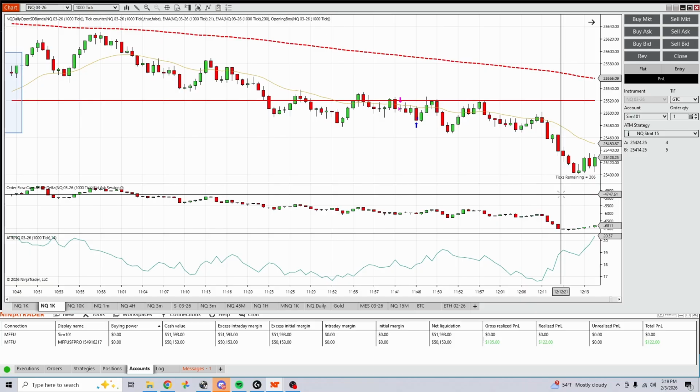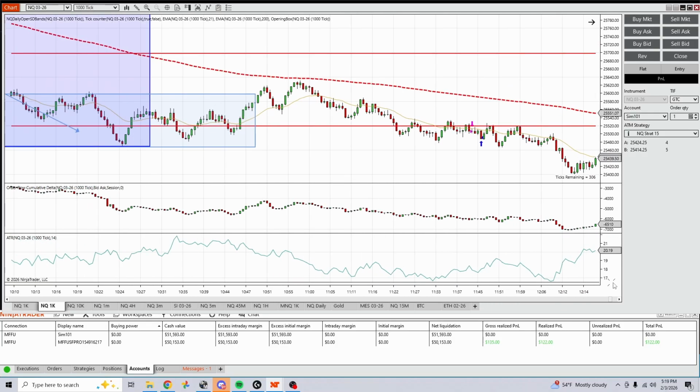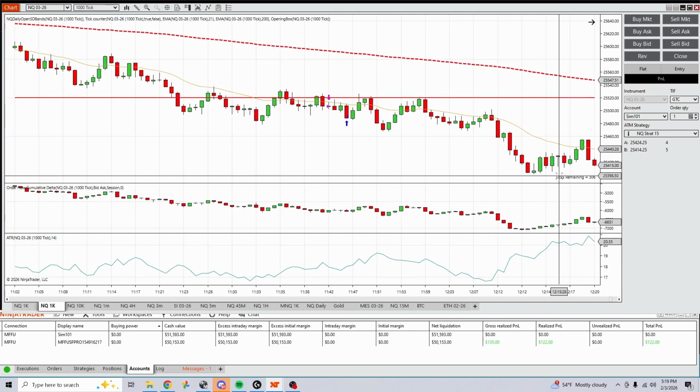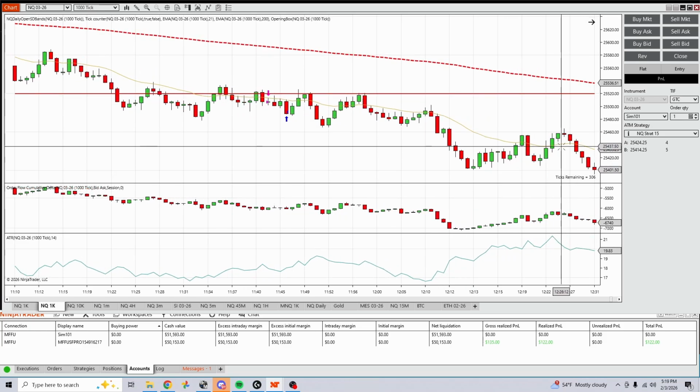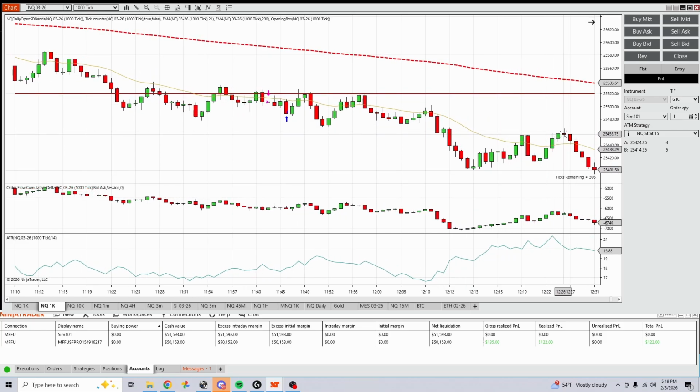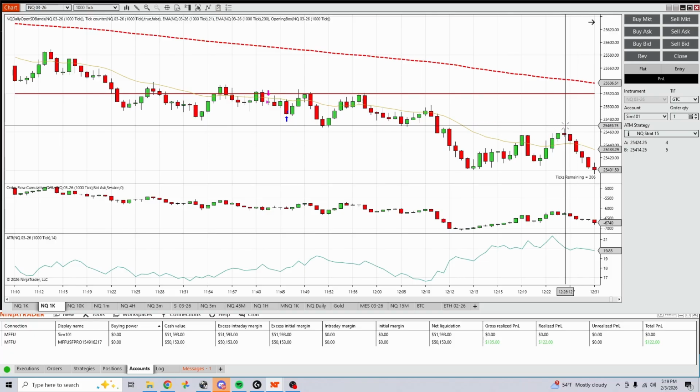Now we're moving into a new level and into a new area. So we broke the low here. At this point, I might be interested in shorts. Yeah, this one isn't. I wouldn't blame you for taking something like this.